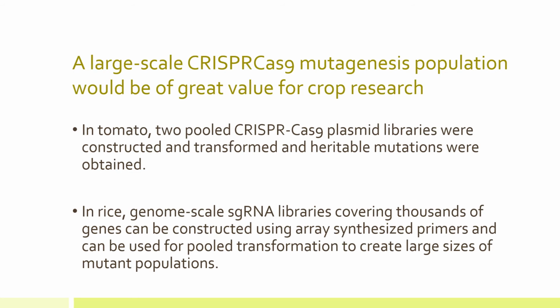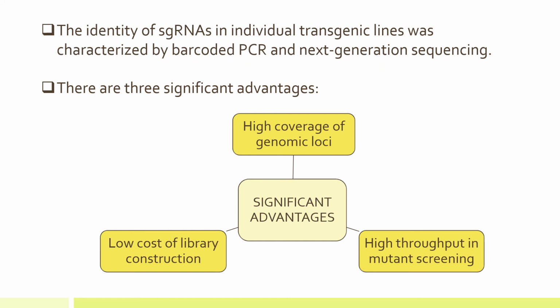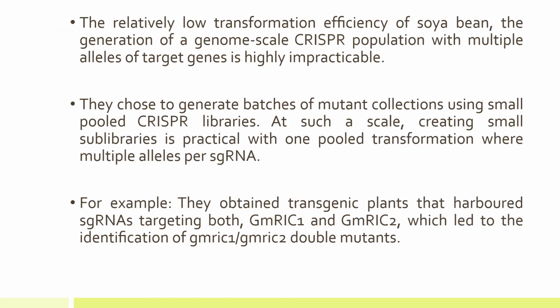Two examples of pooled CRISPR-Cas9 libraries were constructed. The first one is in tomato and the second one is in rice. The identity of sgRNAs in individual transgenic lines was characterized by barcode PCR and next-generation sequencing. These technical routes offer significant advantages. The first one is high coverage of genomic loci, the second one is low cost of library construction, and the third one is high throughput in mutant screening.